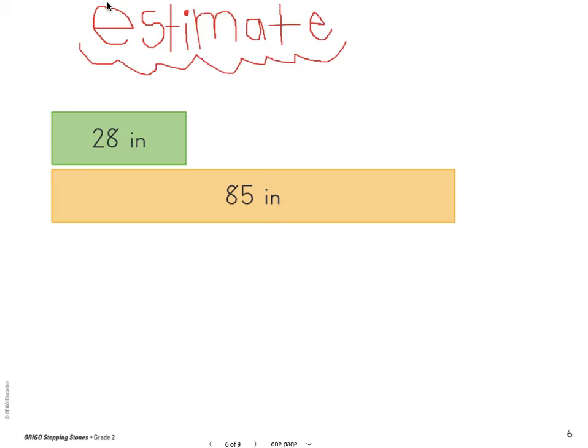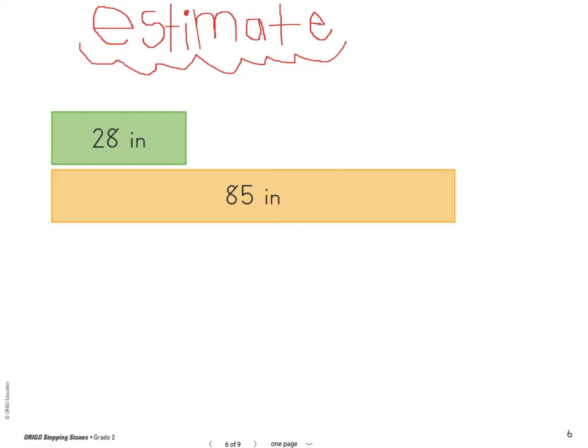Okay, so who remembers what estimate means? Do you remember that skill? We did it a while ago. We worked on it closer to the beginning of the year. I'm going to give you a second. You can pause the video if you want some more time to think about it. What is estimating? What does it mean? What do we have to do? Are you ready? So estimate means you're making an educated guess, right?